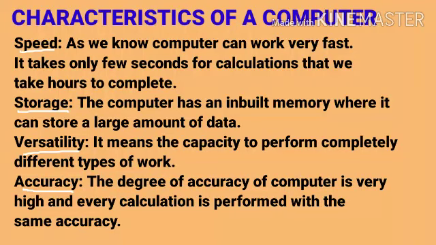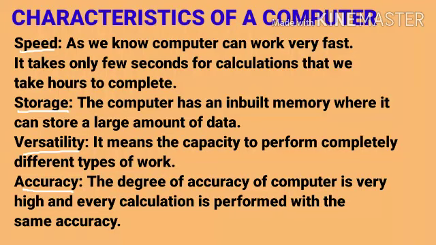Number 1, speed. As we know, computer can work very fast. It takes only a few seconds for calculations that we take hours to complete. Number 2, storage. The computer has an inbuilt memory where it can store a large amount of data. Number 3, versatility. It means the capacity to perform completely different types of work.